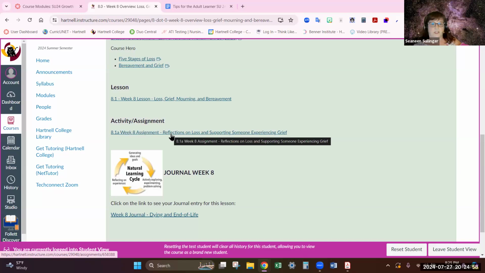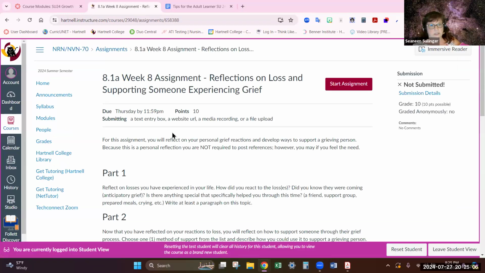So this is reflections on loss and supporting someone experiencing grief. If we click on that, it should take us to the assignment, which it does. For this assignment, you're going to reflect on your personal grief reactions and develop ways to support a grieving person. So that meets the last objective for this lesson.